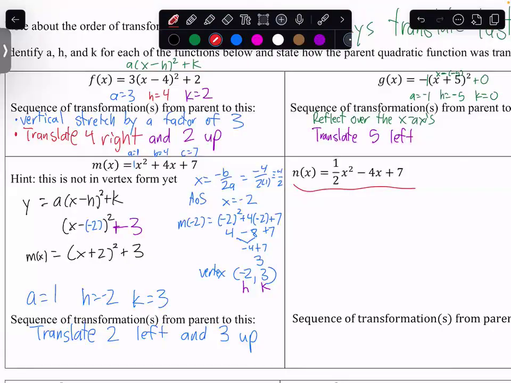So again, you notice n of x is also not in vertex form. So make sure you start by converting it. Translate 2 up. So where does this come from?